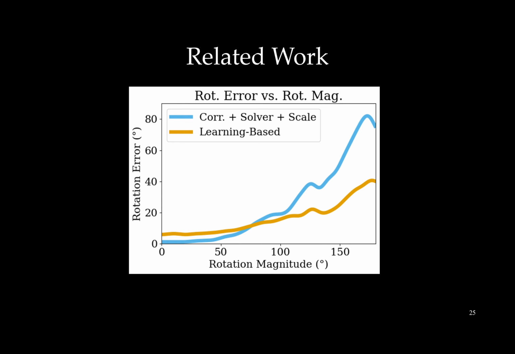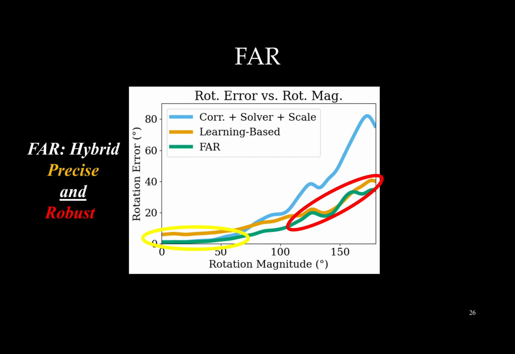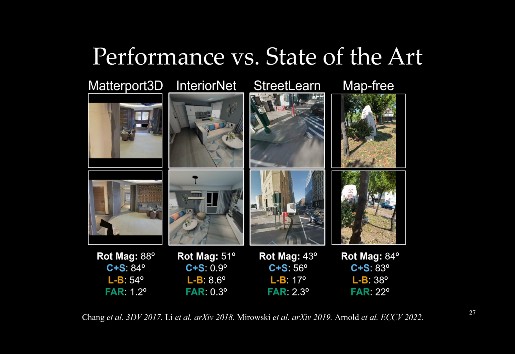So let's revisit the plot from earlier. FAR is able to attain the best of both, accuracy in easy cases and robustness in difficult cases. These trends are true across 4 datasets against the state of the art. FAR can often reduce errors significantly in indoor and outdoor settings.